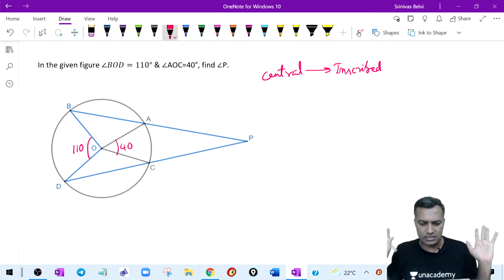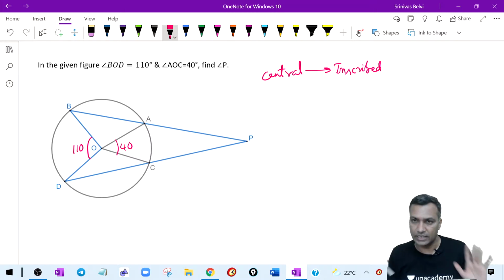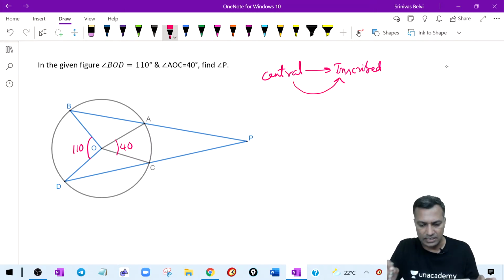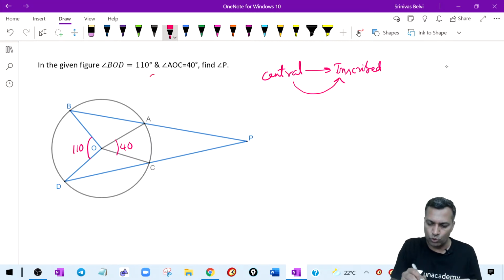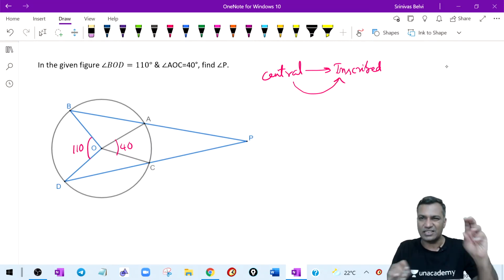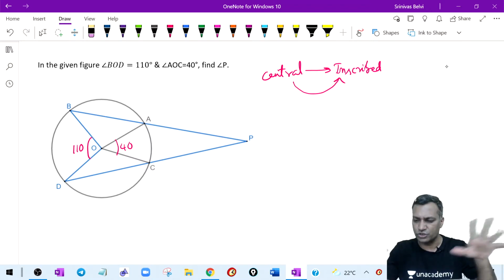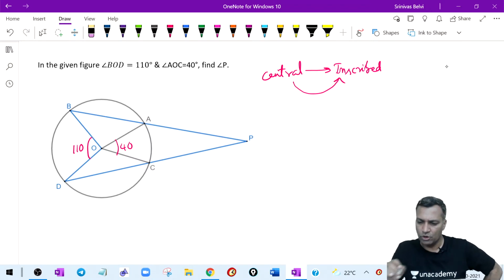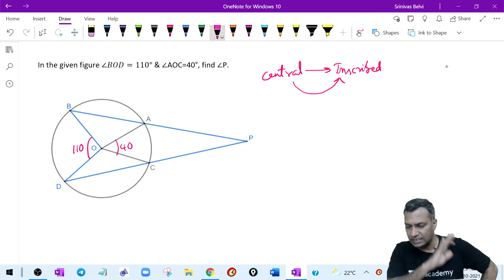The moment you say that the central angle is given, all I have to do is find the inscribed angle. That is the first thought the mind says. But there is one part missing: O is the center. Wherever you find O, if I miss it while copying the question, just figure out that O is the center of the circle. Fair enough.